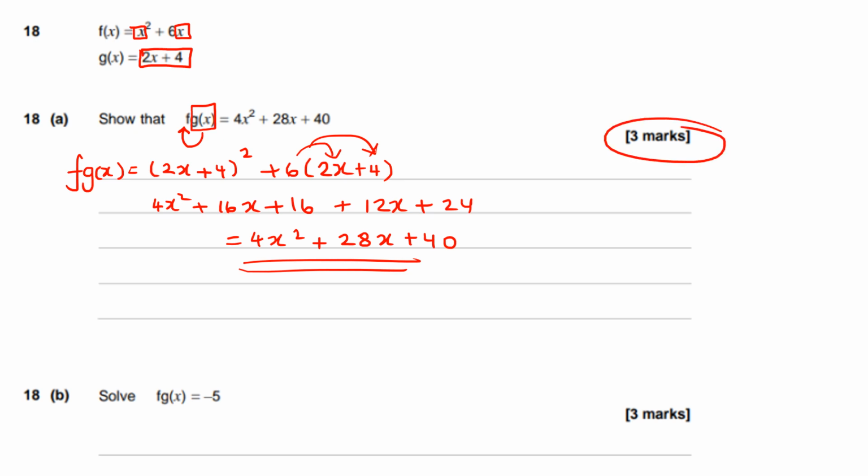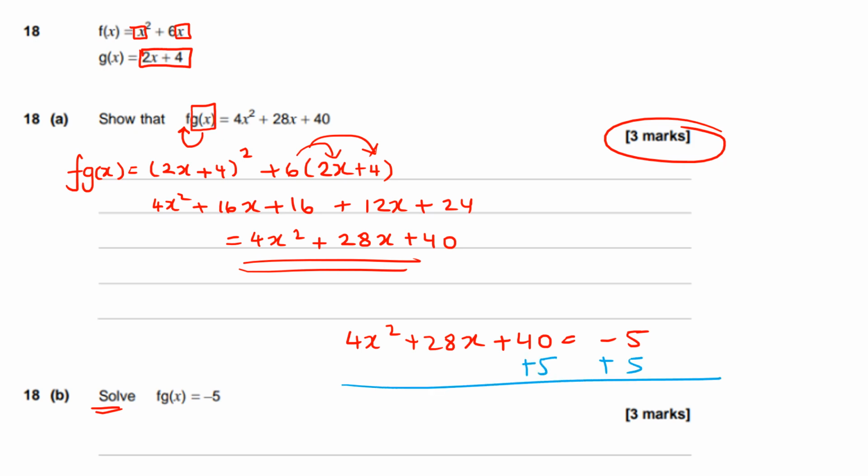Now that we have this, it says, can you now equate what you have to -5 and solve it? So if I have 4x squared plus 28x plus 40, and that is equal to -5, in order for me to be able to solve this, I'm going to have to make sure that my equation equals 0. So I need to add 5 to both sides, which would give me 4x squared plus 28x plus 45 is going to be 0. So from here, I'm going to need to think about factorizing and solving.